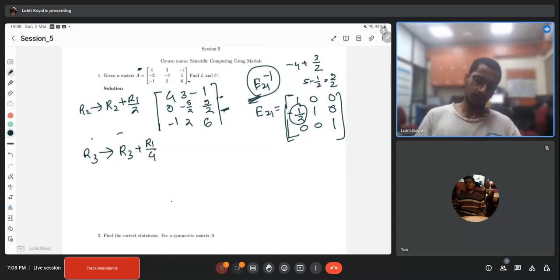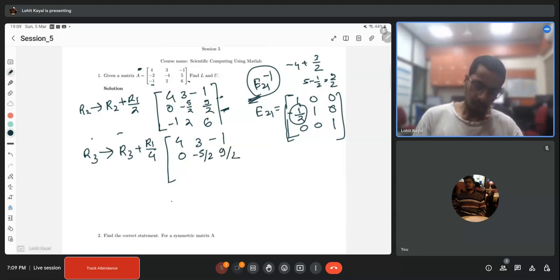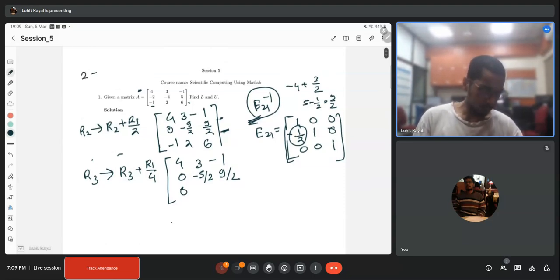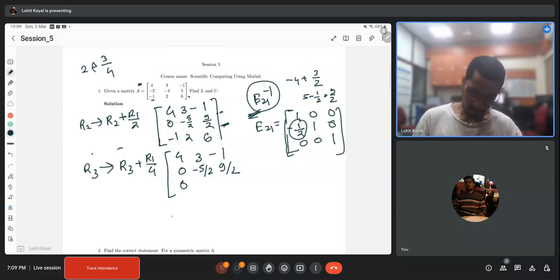If we do this, you can see that this element will be 0. So let's solve that problem. It will be 4, 3, minus 1. This is my modified second row, like 2. Now I am multiplying row 1 with 1 by 4 and adding with row 3. The first entry will be 0, then 2 plus 3 by 4. What is 2 plus 3 by 4? It is 9 by 4.